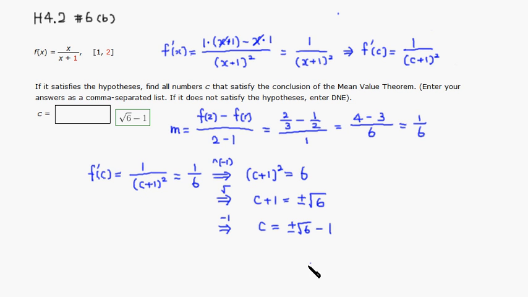Then we have to make sure that c is between 1 and 2. The negative square root of 6 minus 1 is obviously a negative number, so it wouldn't be between 1 and 2, so it has to be the positive one. The square root of 6 is between 2 and 3, since 2 squared is 4 and 3 squared is 9, and subtracting 1 puts it between 1 and 2, so we're safe there. So the answer is the square root of 6 minus 1, which is the answer right here. I hope that this was clear.